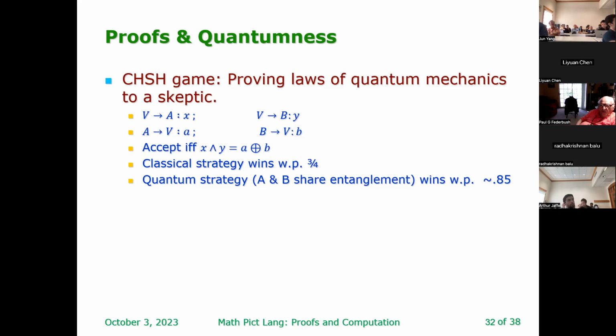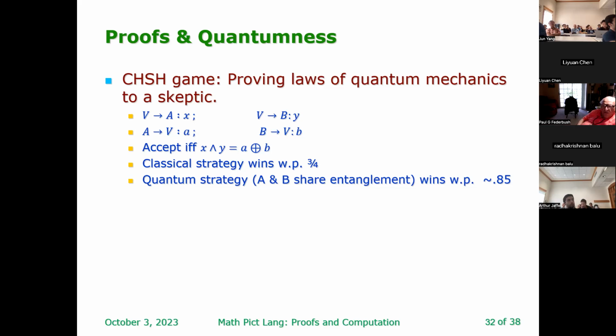Now, it turns out, if Alice and Bob have some shared entanglement, there is a strategy which allows them to win with probability 0.85 in this game. Okay. So why is this interesting? This is a proof that Alice and Bob have shared entanglement. This can be used to prove that they have shared entanglement.